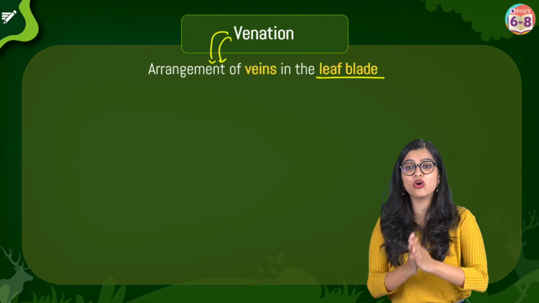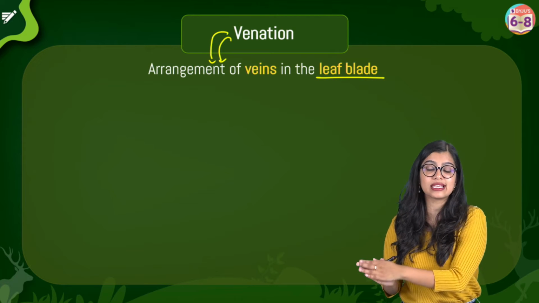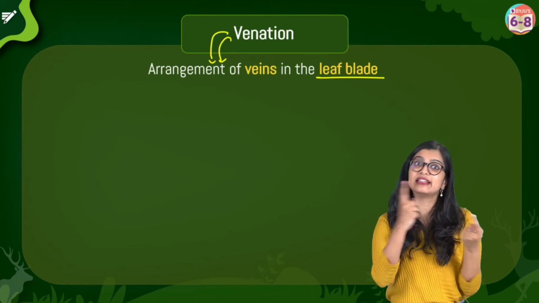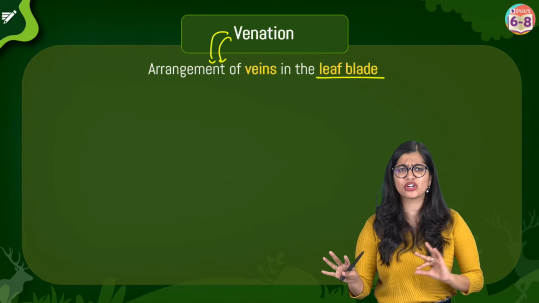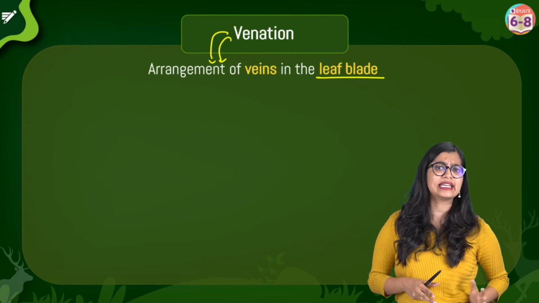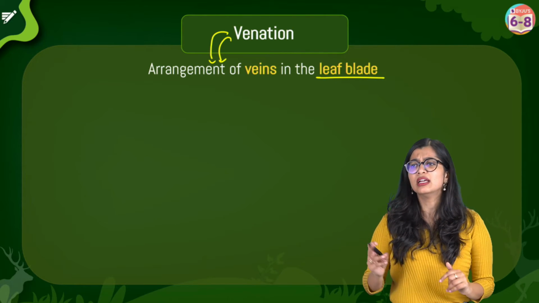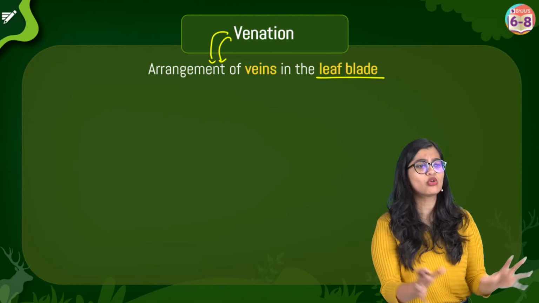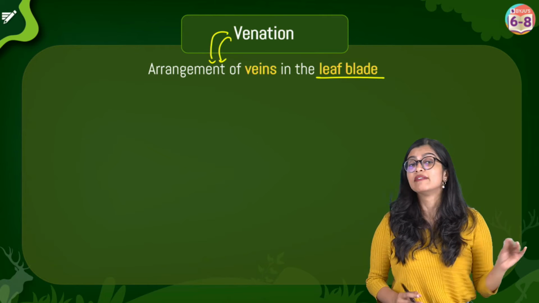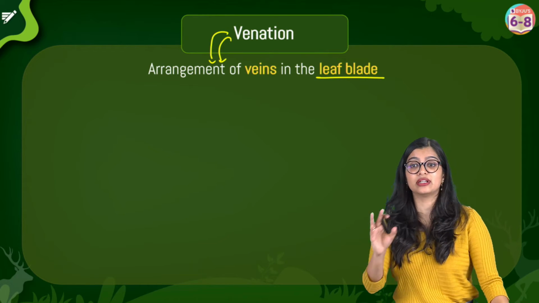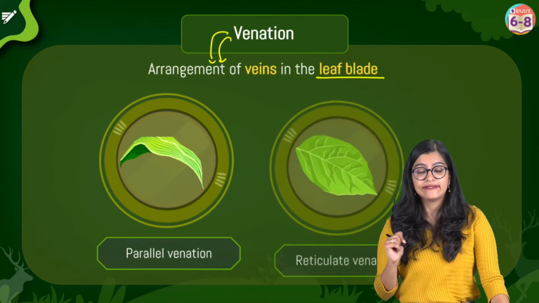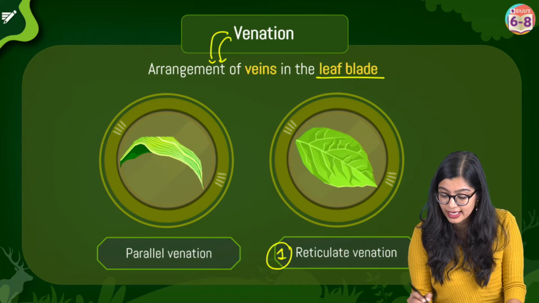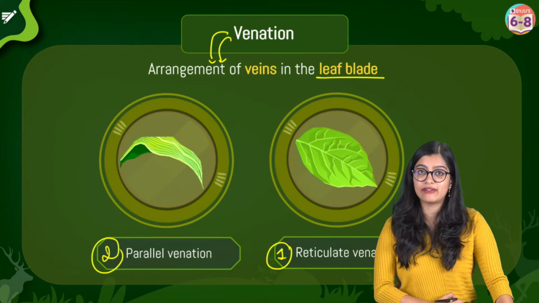Now broadly we know that the arrangement of veins is not the same in all the leaves. Does that mean that in every leaf it is different? Not quite so. We observe some similarities in patterns, right? That means that there is one group of leaves which have a similar pattern. There is one more group of leaves which have a similar pattern. Which is why I can say that venation is of two types. We can say that there is reticulate venation and there is parallel venation.